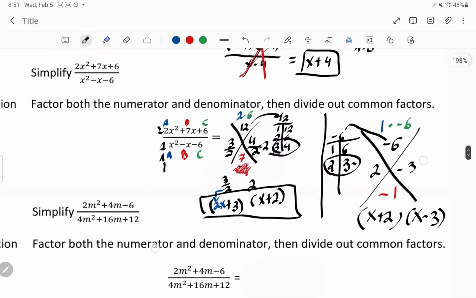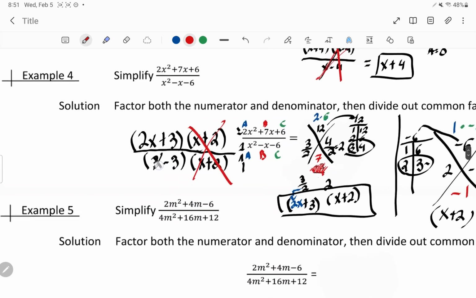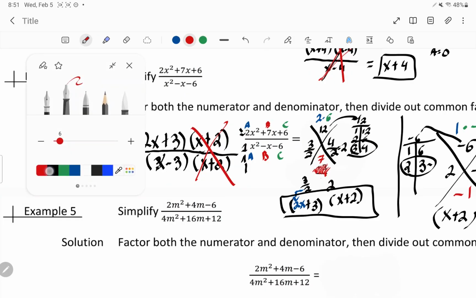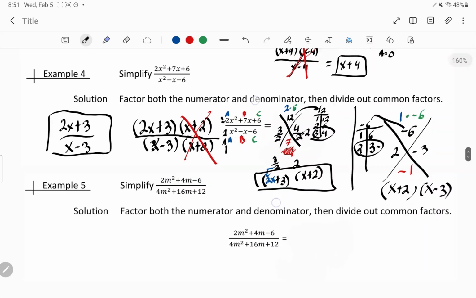Now we just need to put them how they're supposed to go. So if I rewrite my fraction, I'm going to put the top one. It's going to be 2x plus 3, parentheses, times x plus 2. And on the bottom, we're going to have x minus 3 and x plus 2. As you can see, what can we delete? Those 2. So, in theory, your final answer is 2x plus 3 over x minus 3. That's how you simplify this whole thing.